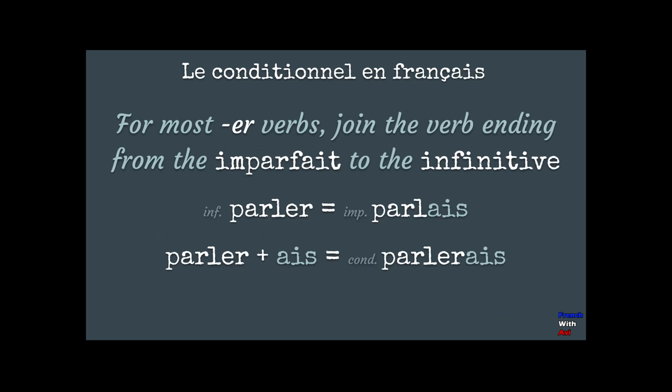So for most of the ER verbs, to form the conditional, you join the verb ending from the imparfait to the infinitive. If we take the infinitive parler, the imparfait for the je form is parlais. Then we take parler and we add ais to render the conditional parlerais. Note the pronunciation difference. When we are using the infinitive, parler, we never hear the orthographic R at the end of this word. But in the conditional, you always hear the R. Hence, parlerais.